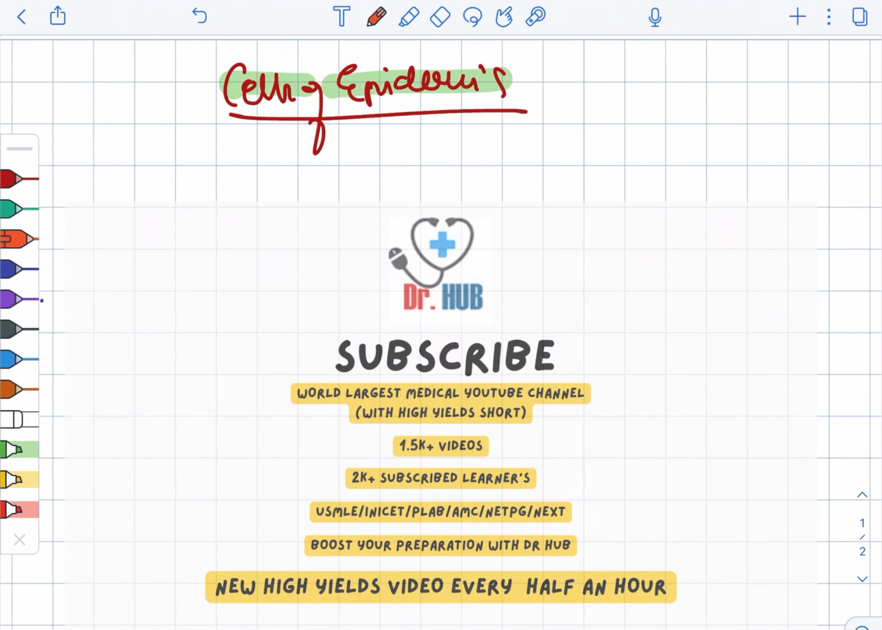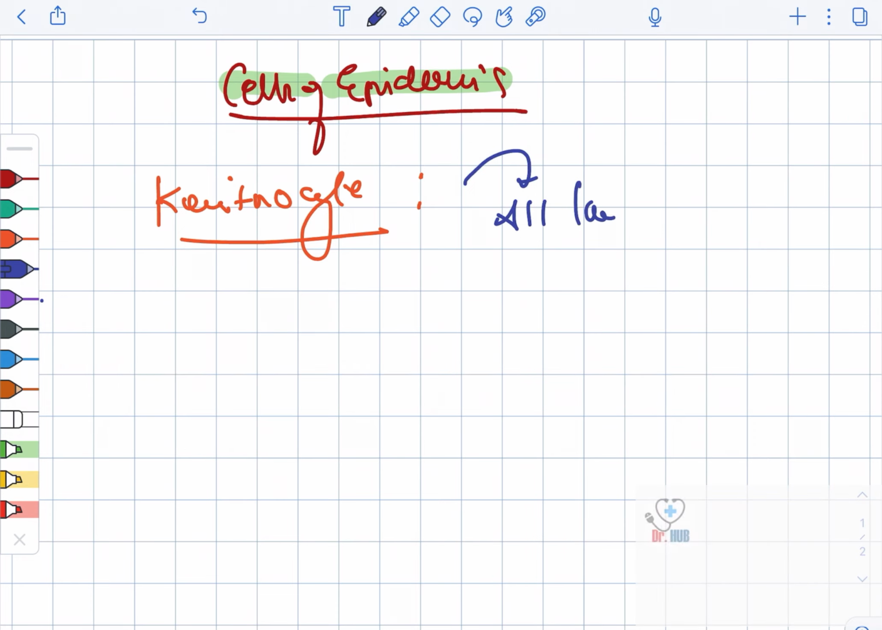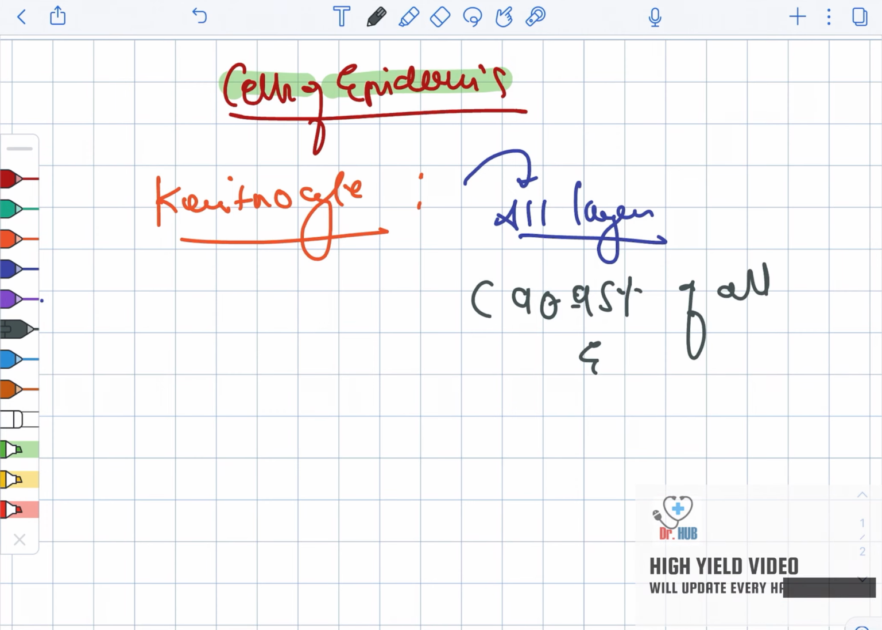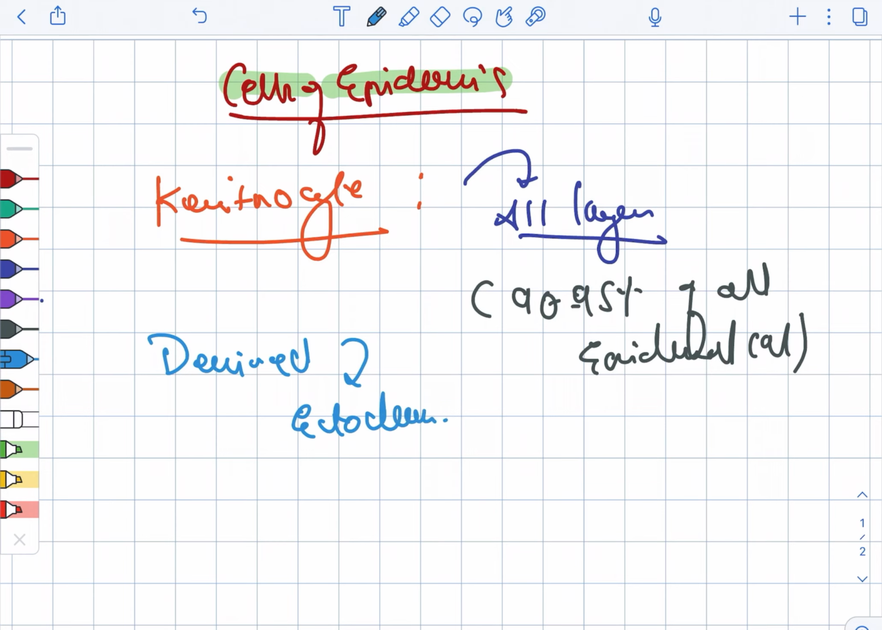Cells of the epidermis. So this includes the keratinocytes. The keratinocytes are basically present in all layers of the epidermis, and that is about 90 to 95% of all epidermal cells. And another thing to note is keratinocyte is derived from ectoderm, and its differentiation is in C2.